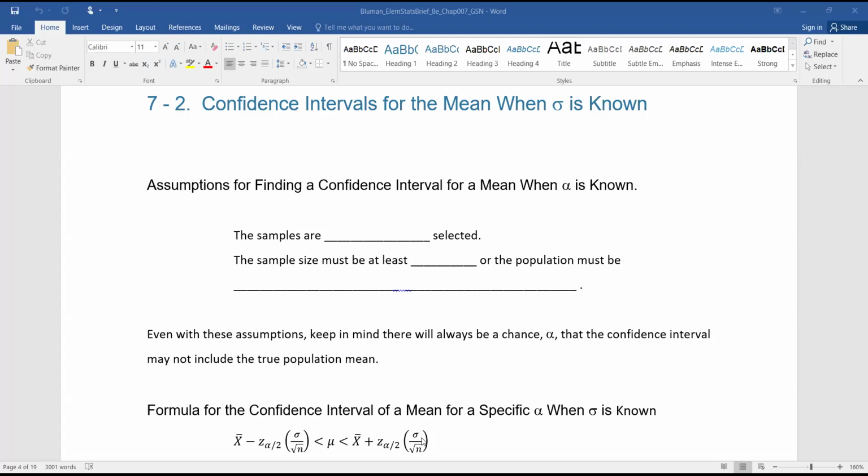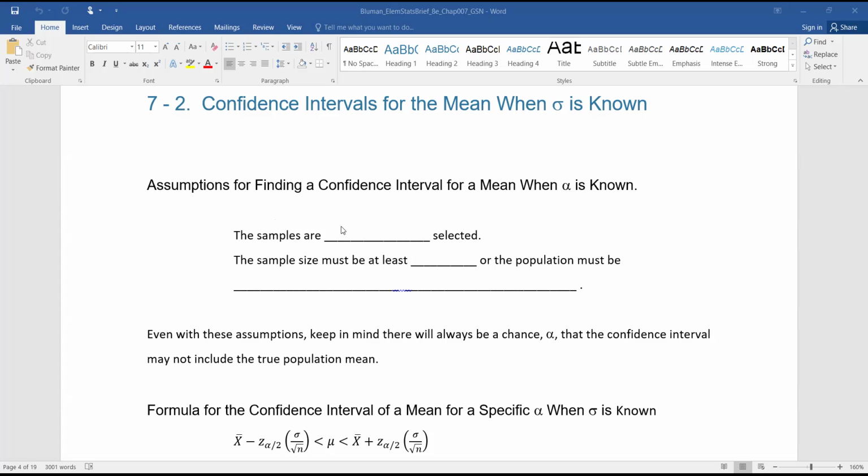All right, so in this video, we're going to be talking about 7.2, confidence interval for the mean where the population standard deviation is known. So, assumptions for finding a confidence interval for the mean when the population standard deviation is known. So remember the alpha is that 0.01 or the 0.05 and stuff like that.